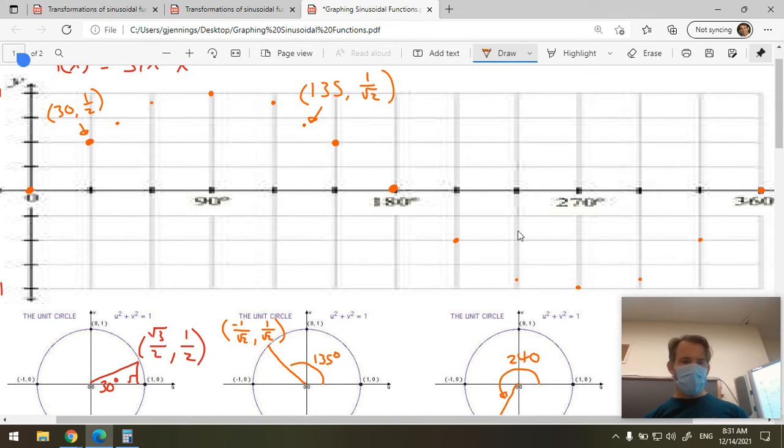And so now it's time to draw a smooth curve through these points. Try not to go over 1 like I did.